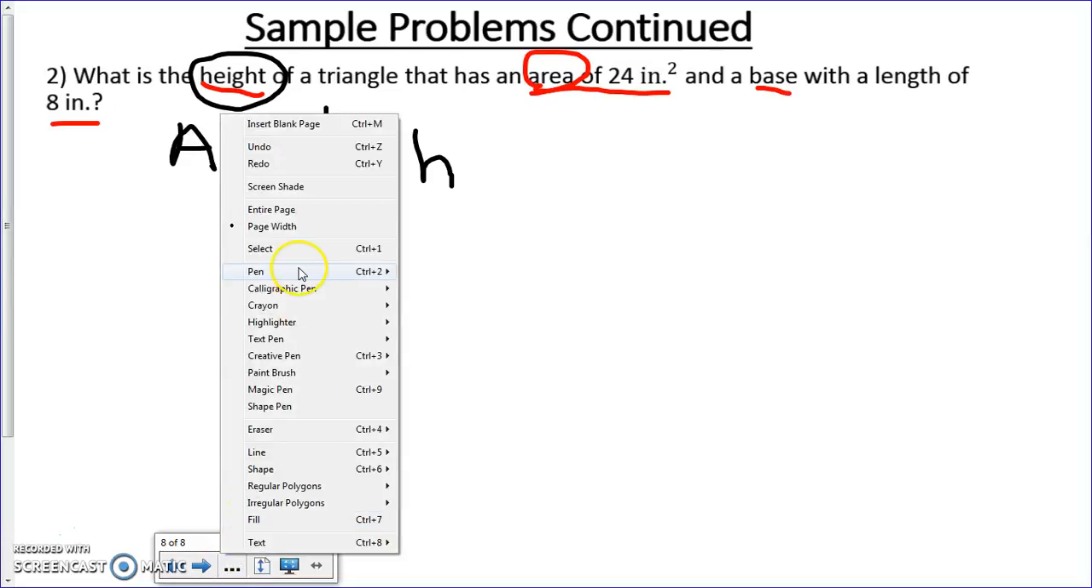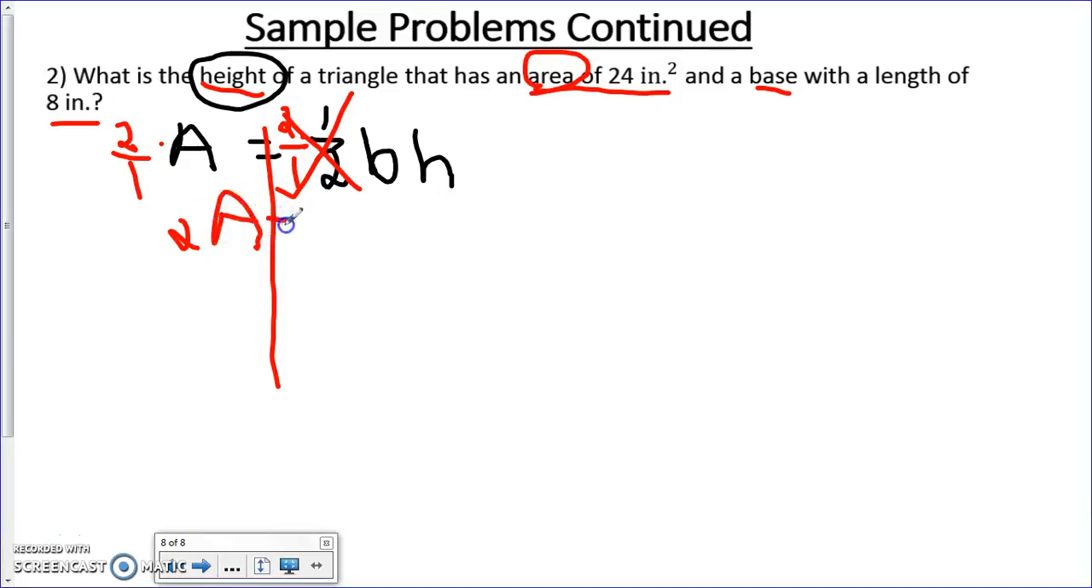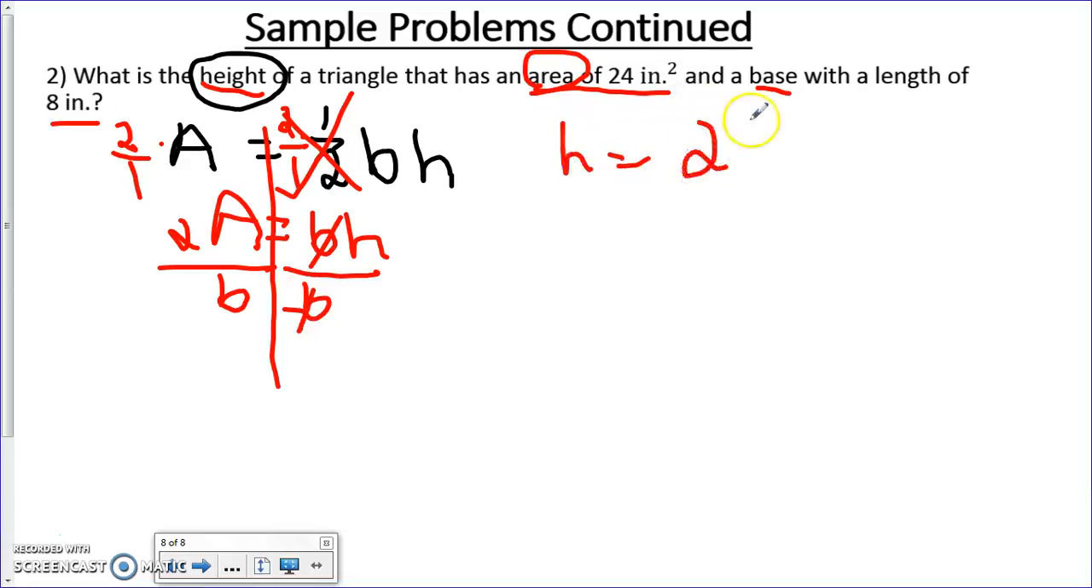Okay, so first thing I would do is get rid of this fraction of 1 over 2 by multiplying both sides by the reciprocal. And 2 times a is just 2a. b times h. Divide both sides by b. So h is equal to 2 times the area divided by the base. That's the first part.